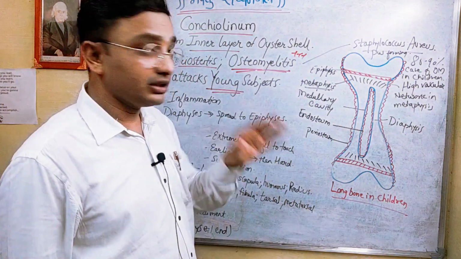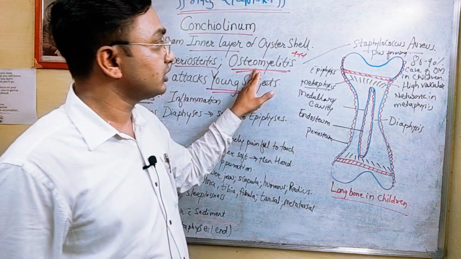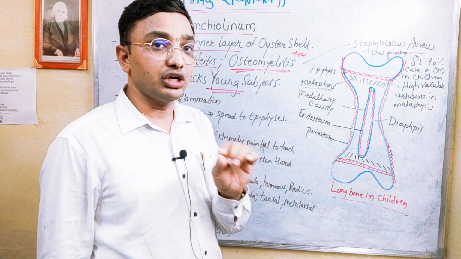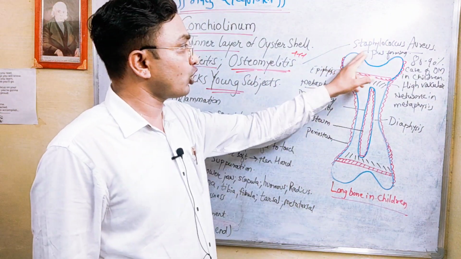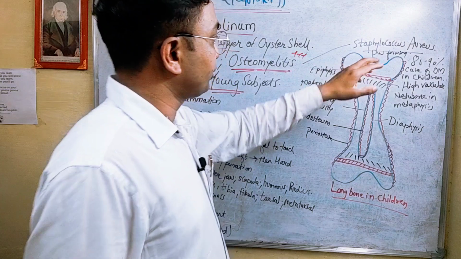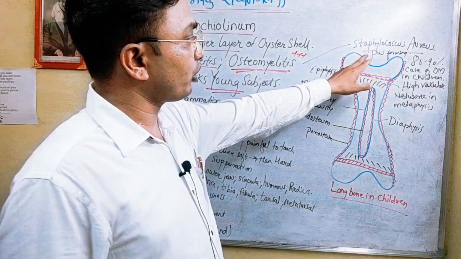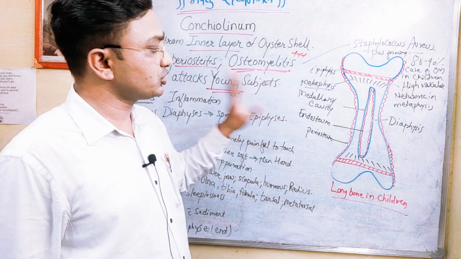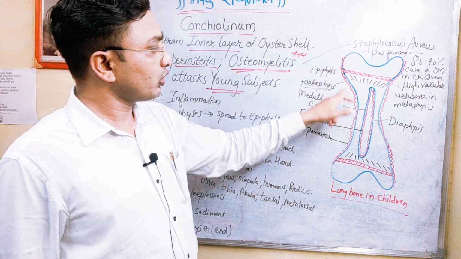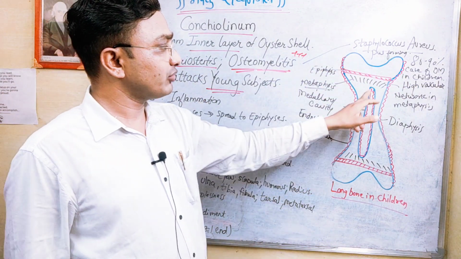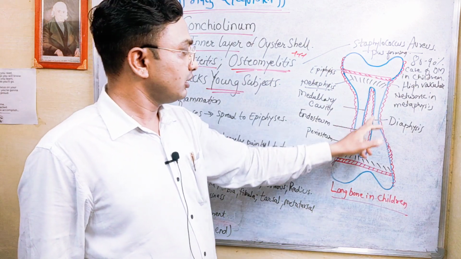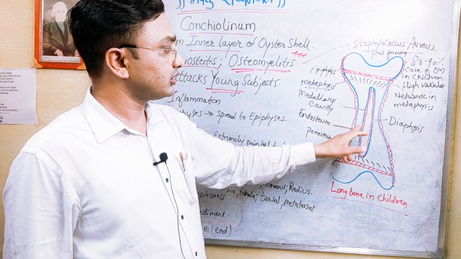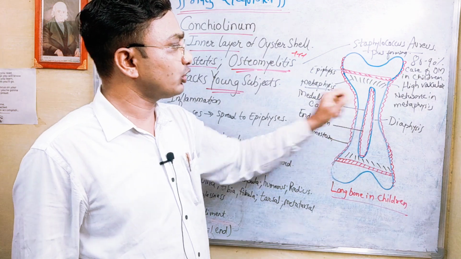In osteomyelitis, the main cause in children is Staphylococcus aureus, which has a pus forming tendency, and in 80 to 90% of cases Staphylococcus is responsible. The covering of the bone is called the periosteum, and the central part, the medullary cavity, inside the lining is called the endosteum.